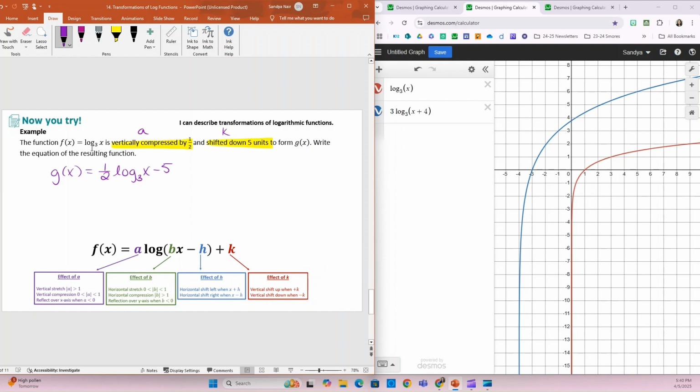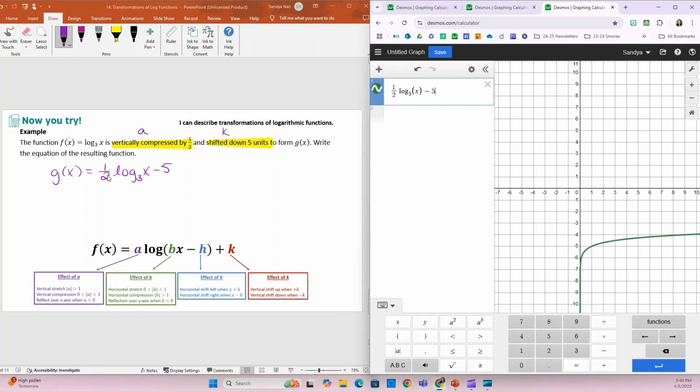So here it says the log base 3 of x is vertically compressed by a factor of 1/2 and shifted down 5 units to form g of x. Write the equation of the resulting function. So we have our parent function log base 3 of x. Vertically compressed by 1/2 means that we have a 1/2 for our value of a, and then shifted down 5 units means we need a minus 5 on the outside of the logarithm. Okay, so this parentheses closes with x, and that minus 5 goes on the outside.